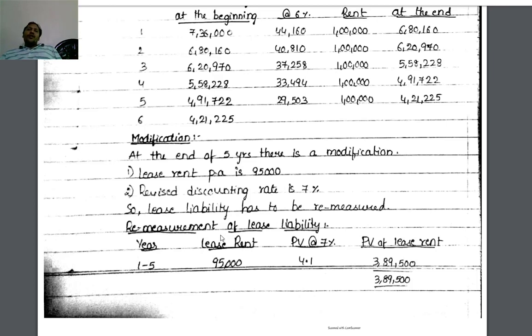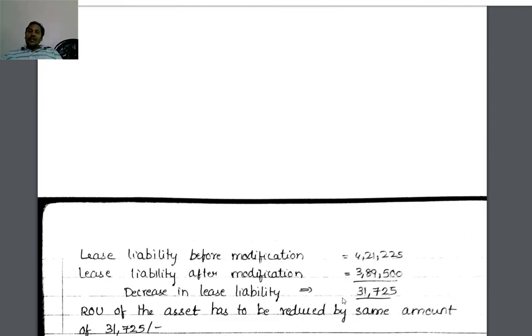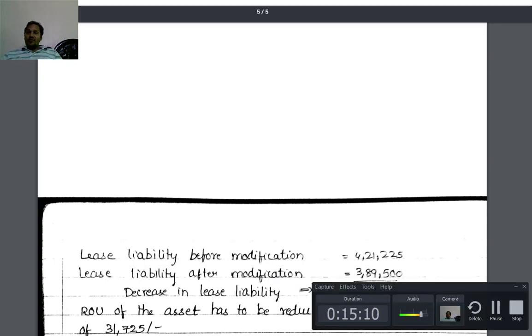So we remeasured the lease liability by considering the revised lease rent of 95,000 and revised discounting rate of 7%. It comes to 3,89,500. Before modification it is 4,21,225. After modification this is 3,89,500. That is a decrease of 31,725. That is the decrease in liability, 31,725. Decrease the ROU asset by the same amount.